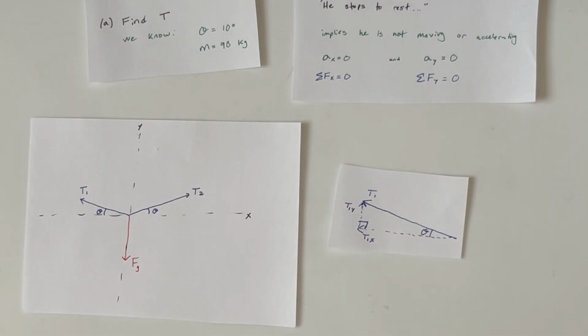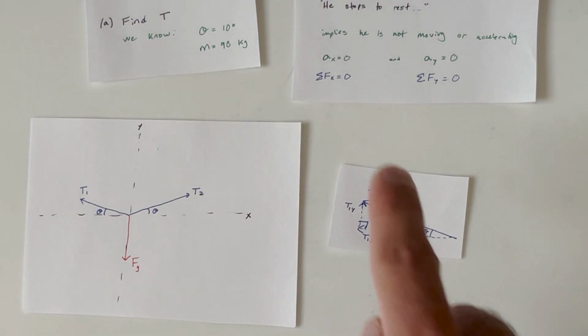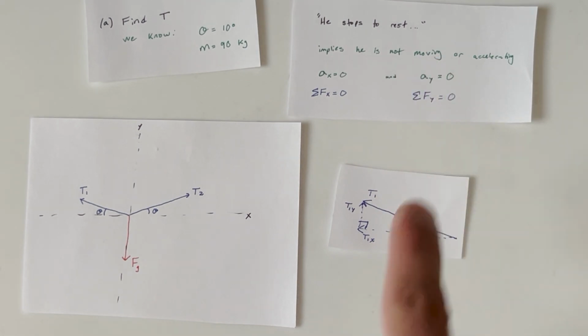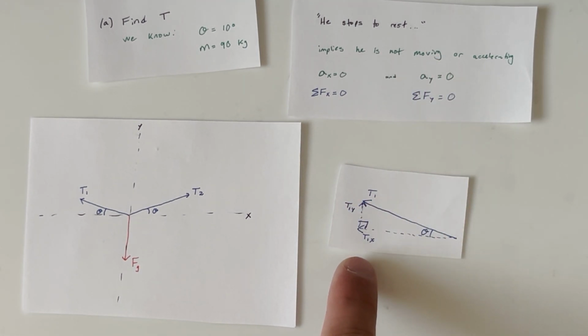Now, because we have a right triangle, whenever we sum up the forces in the x direction, we can't just do tension 1. We need to do tension 1, but only as much as it acts in the x direction.